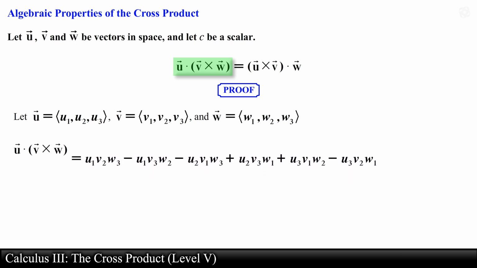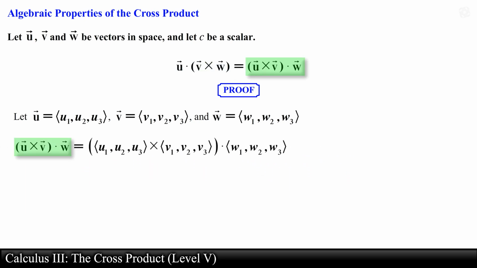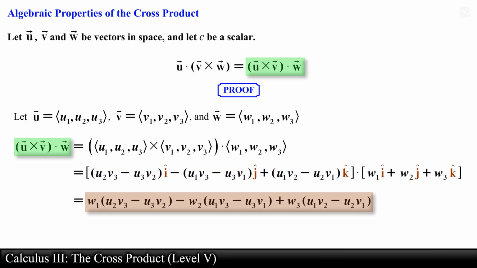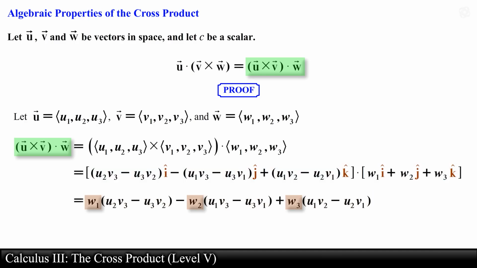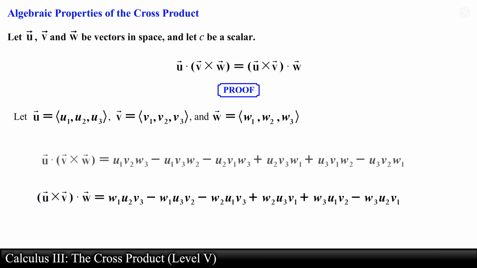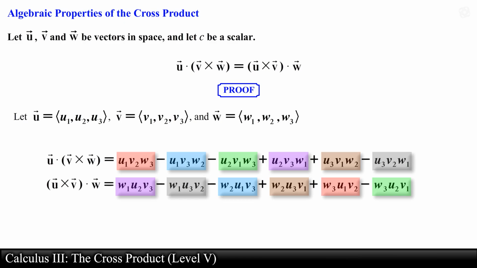Next, we work with the right-hand side and find the cross product between vector u and vector v, obtaining the following vector. Then we dot this vector with vector w, obtaining the following expression, making sure we also distribute the components of vector w. Notice that each of the terms on the right side can be found on the left side of the expression. So this property has been verified. And this ends the proof.